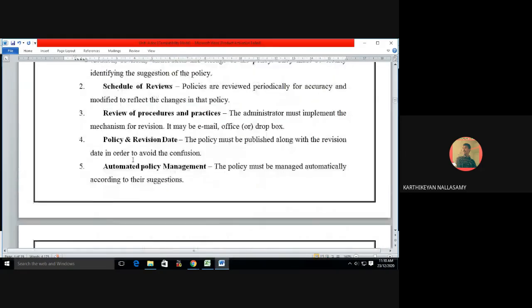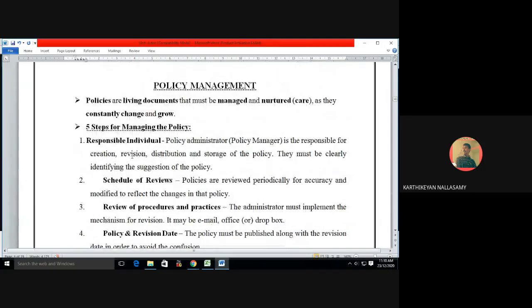Okay, then I will move on to the next topic, policy management. We know the policy is very important. It defines acceptable and non-acceptable behavior in an organization. Once it is implemented, we monitor it for violations or updates. The policies are living documents. It should be managed and measured as it constantly changes and grows. The management of the policy is very, very important, so that it is nurtured and managed constantly. We need to upgrade it as the organization grows.